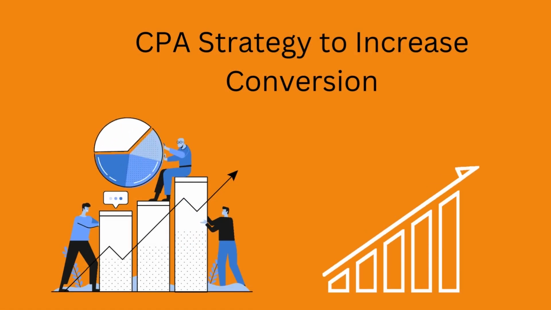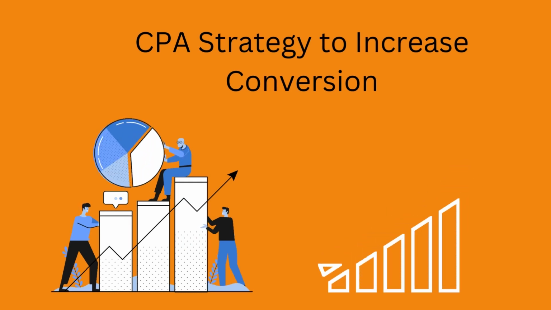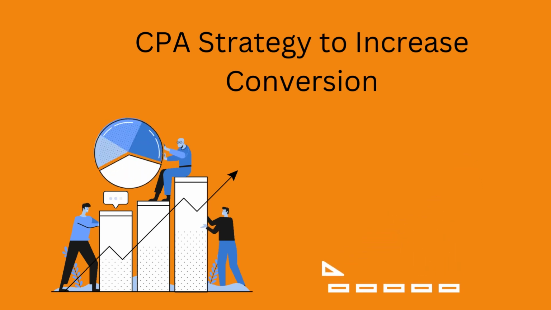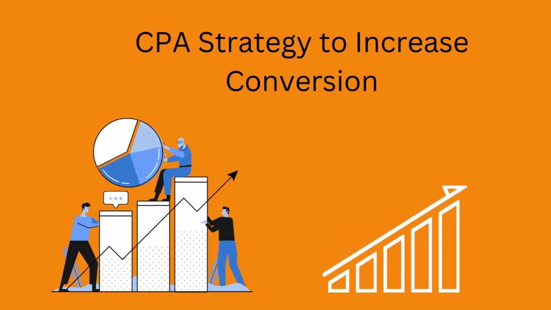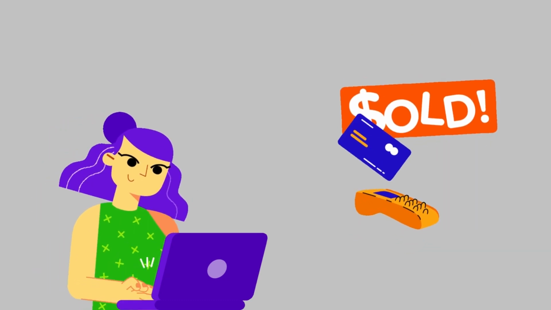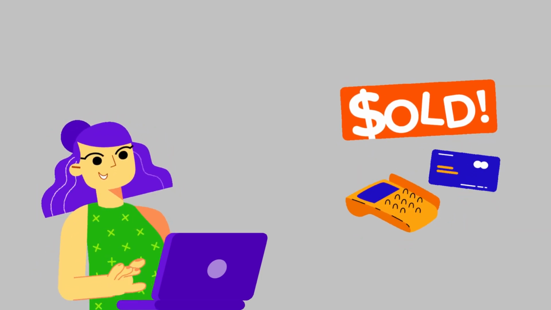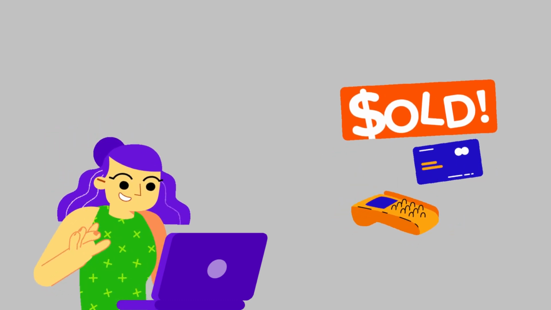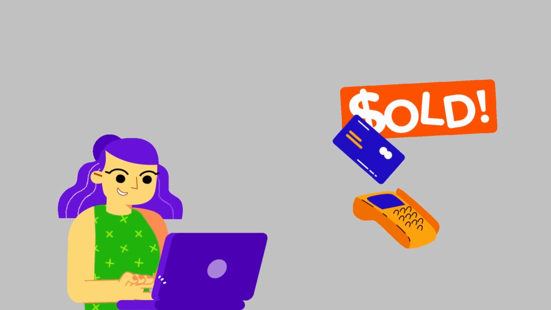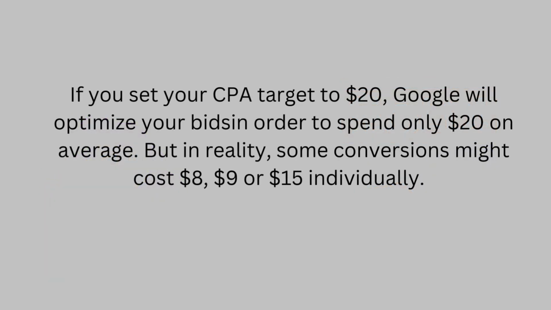And if your goal is to increase your conversions, then target CPA is the best strategy for you. Target CPA is a Google Ads smart bidding strategy that aims to get you as many conversions as possible based on how much you'd like to spend for each action. So if you set your CPA target at $20 or £20, Google will optimize your bids so you are spending only $20 or £20 on average. But in reality, some conversions might cost $8, $9, or individually $15.